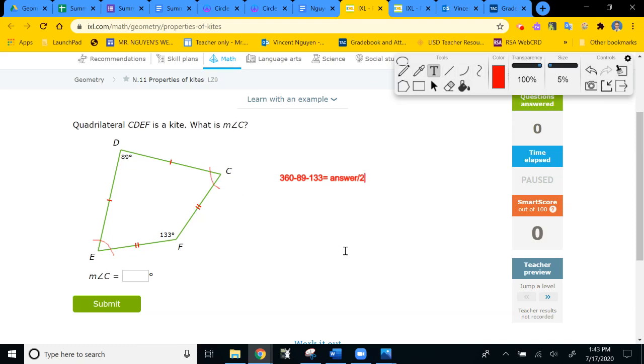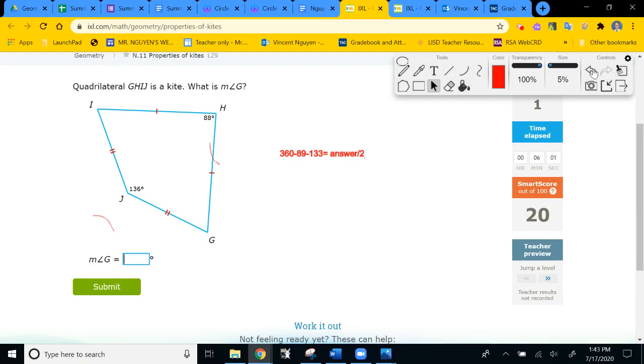So let's do that. I'm going to do it on my calculator because I don't trust my brain right now. 360 minus 89 minus 133, get an answer, divided by 2. So the angle is 69. Let's type that in. Ta-da! Okay, cool. Wow, that was the first answer. Wow, we got 20 points. Jeez, how generous. There's another kite.